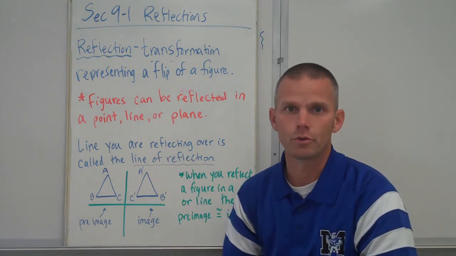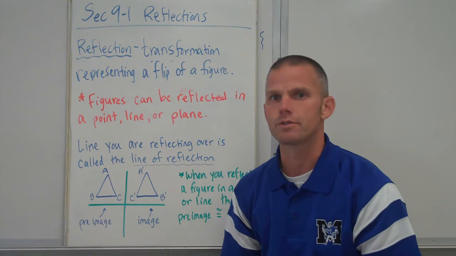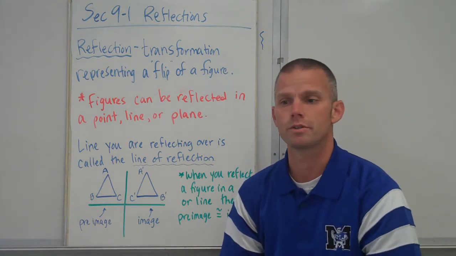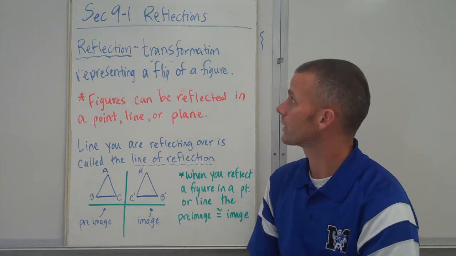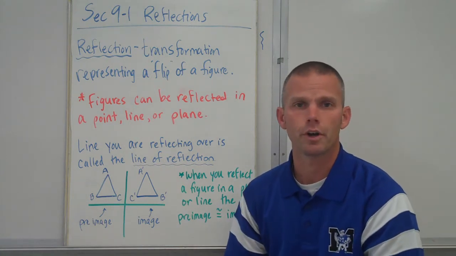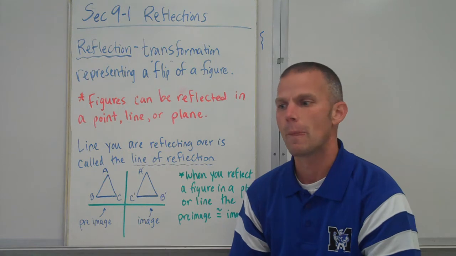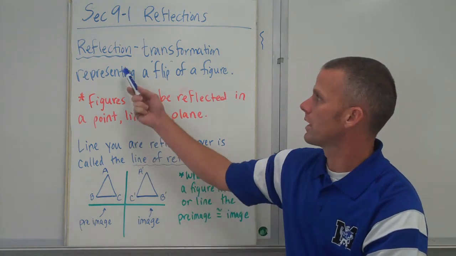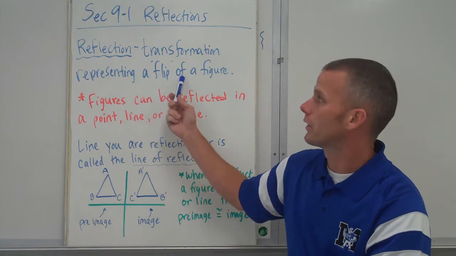Chapter 9, we start getting to talk about different types of transformations. Translations, reflections, dilations, rotations. So in the first section we're going to take a look at, section 9.1, we start to talk about reflections, okay? So a reflection, what is it? Basically you can think of a reflection as a flip of a figure.